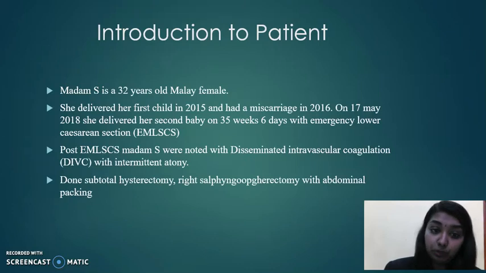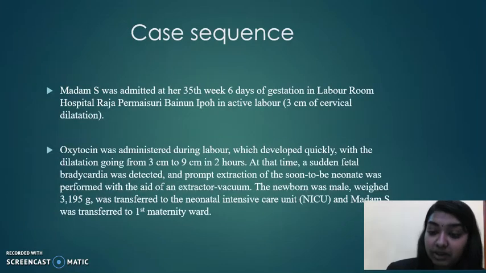Okay, introduction to patient. Madam S is a 32 year old Malay female, and she delivered her first child in 2015 and had a miscarriage in 2016. On 17 May 2018, she delivered a second baby at 35 weeks 6 days with an emergency lower segment cesarean section. After the emergency LSCS, Madam S was noted with disseminated intravascular coagulation with intermittent anatomy. She had a subtotal hysterectomy with abdominal packing.